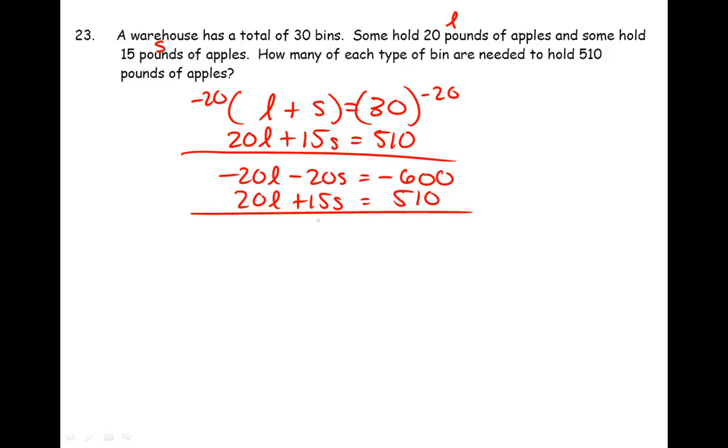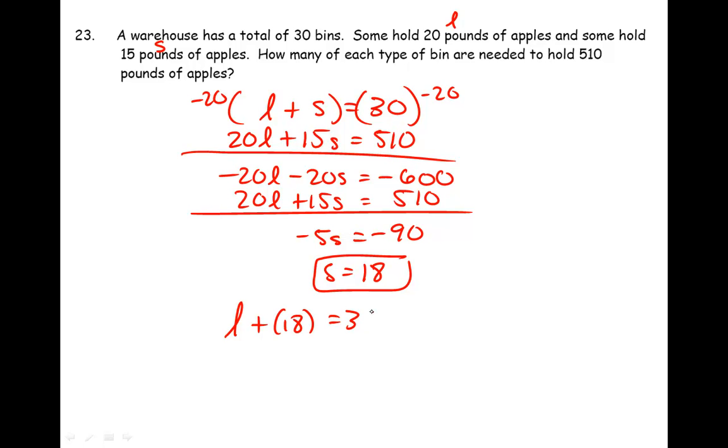The large bins eliminate, and I'm left with negative 5s is equal to negative 90. And so the small bins, after I've solved for s, is equal to 18. Now that I know that the small is equal to 18, I take the first equation and I substitute in 18 for s. Subtract 18 from both sides. And you get the large bins are 12. So there are 18 small bins and 12 large bins.